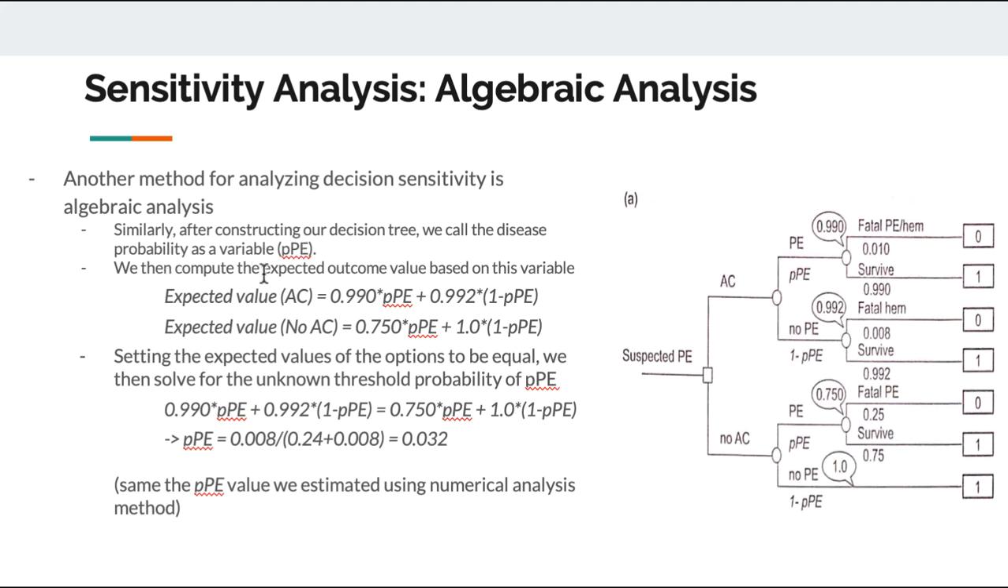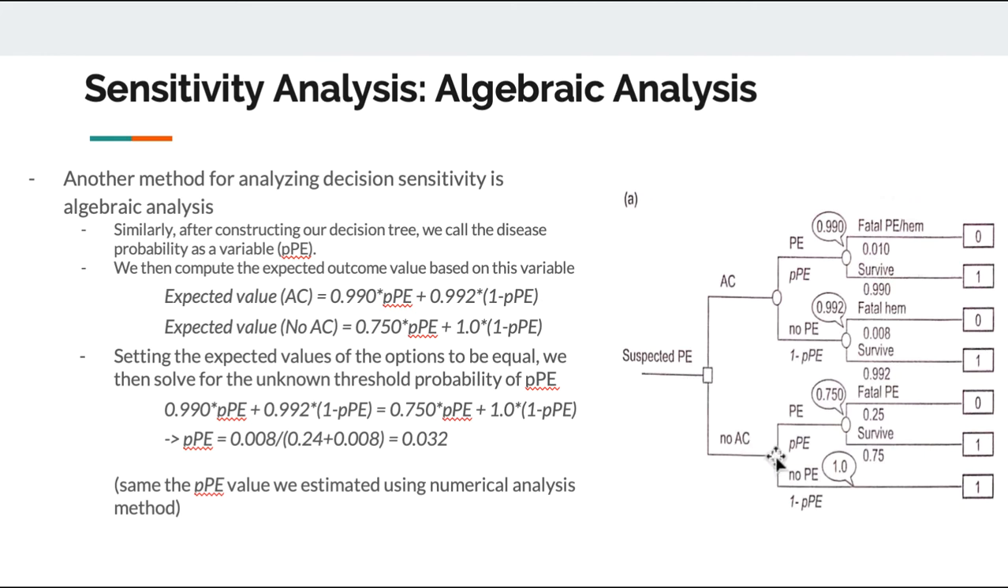After that, we're going to compute the expected outcome values based on the denoted variables. So look at the tree right here. We denote that the probability of the PE equals PPE, and the no PE is a complement event, so that equals 1 minus PPE. So we want to calculate the expected value of the AC option right here. That's going to equal the expected value of the outcome in this branch multiplied with the probability of the PE right here, plus the probability of the no PE multiplied with the expected value of this branch over here. So the formula we have: expected value of AC equals 0.90 multiplied with PPE plus 0.9092 multiplied with 1 minus PPE.